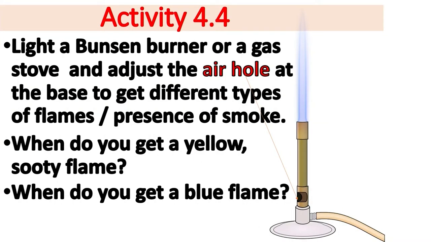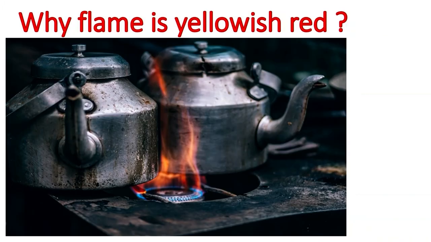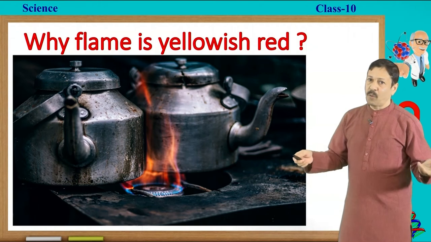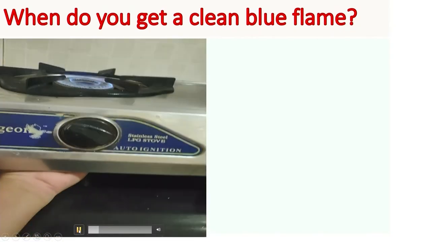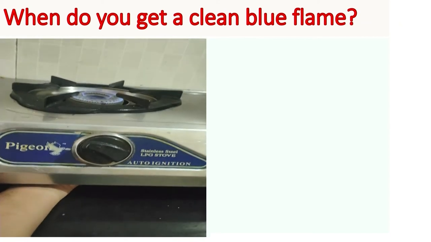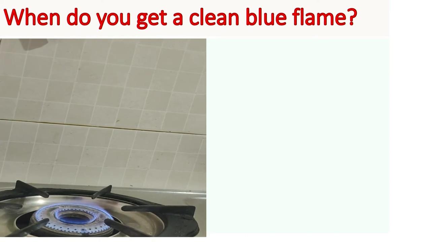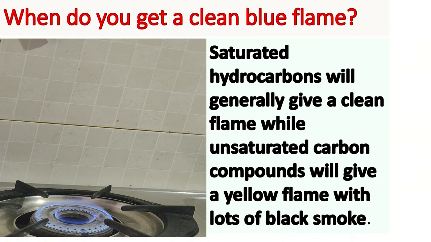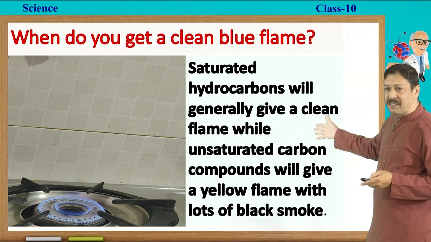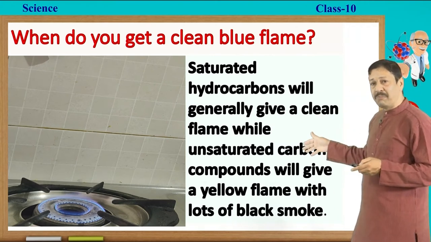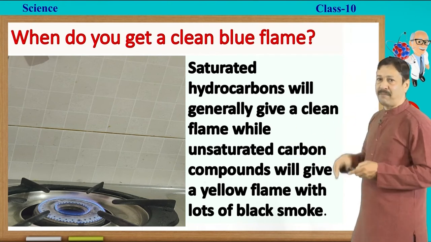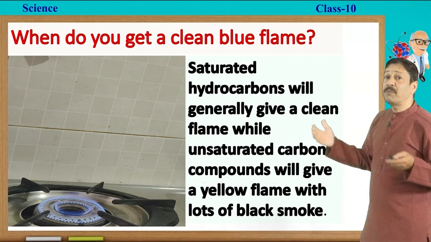Let us do the experiment now. What is this? Why is the flame yellowish red? What will you understand with this? At the base there is a hole, you can regulate the amount of air entering into the stove. So when you close it, it burns with a yellow flame. Usually saturated hydrocarbons will generally give a clean flame, while unsaturated hydrocarbons undergo combustion and produce a yellow colored flame, and also you will find a lot of smoke.